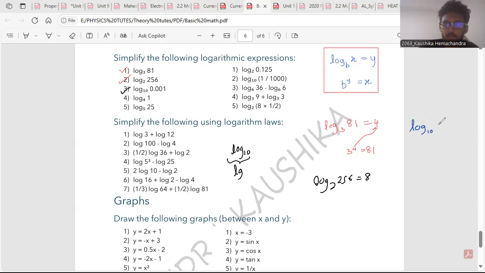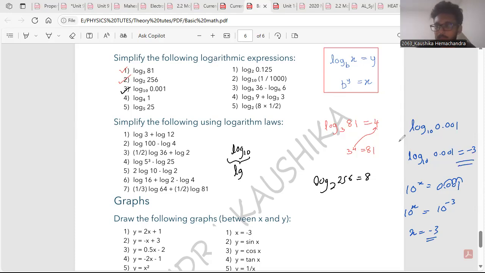So log 10 of 0.001, right? So 0.001 you can write in terms of a power, no? 10 to the power something is equal to 0.001. That is 10 to the power minus 3, no? 1, 2, 3. So finally x is equal to minus 3. That means the answer for this is minus 3. I mean, you can take it directly. I just showed you so that you will know how it comes. The answer is minus 3.